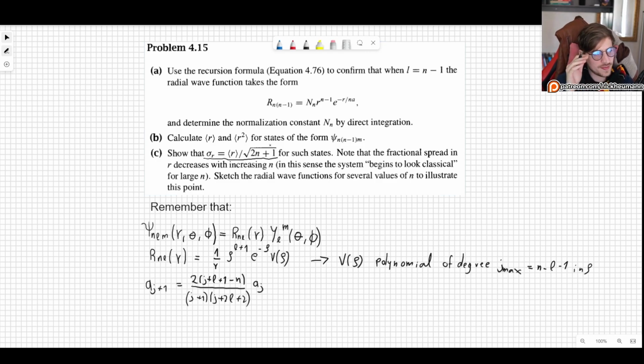So this problem is a nice way to get a bit more acquainted with solving the radial equation and understanding the solution itself, right? So we're just going to be working with the radial solution to the hydrogen atom, to the hydrogen potential. And here, of course, we are not really going to care much about the angular part. You will see why. And this is just going to help us get acquainted with the recursion formula.